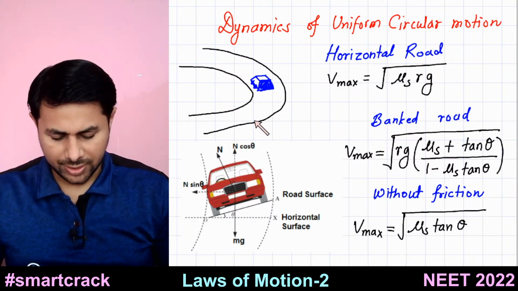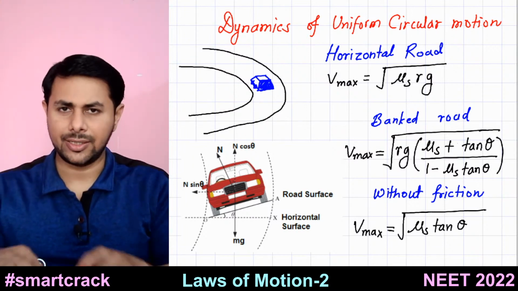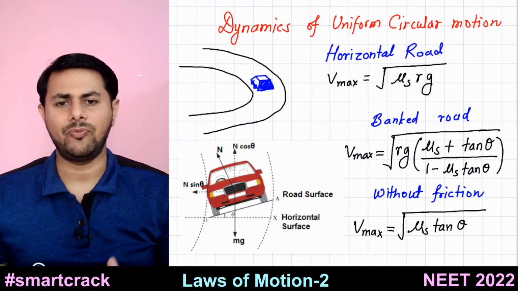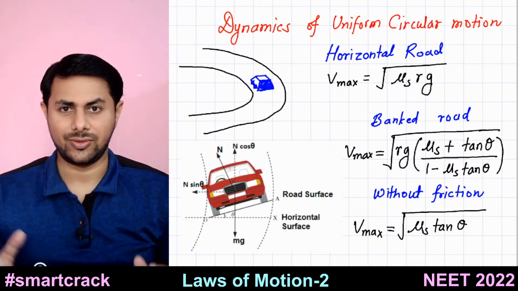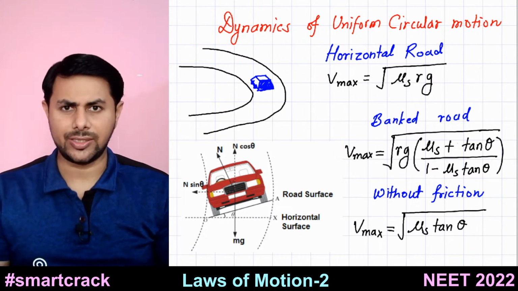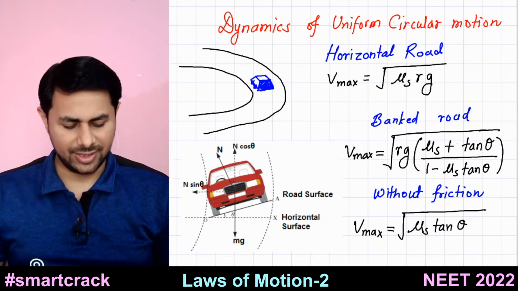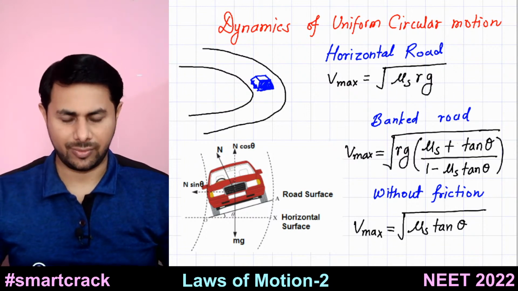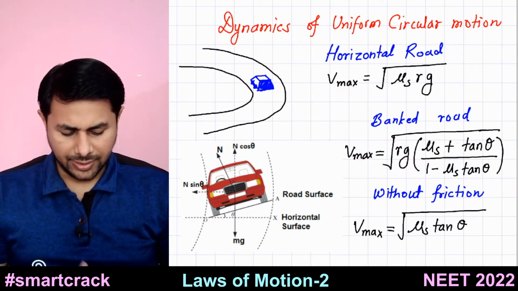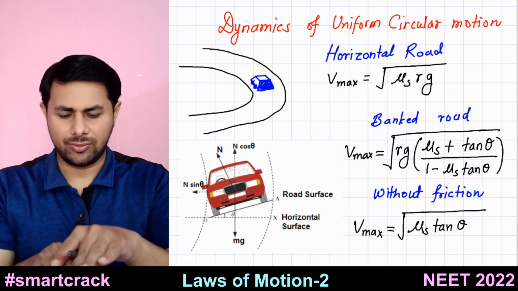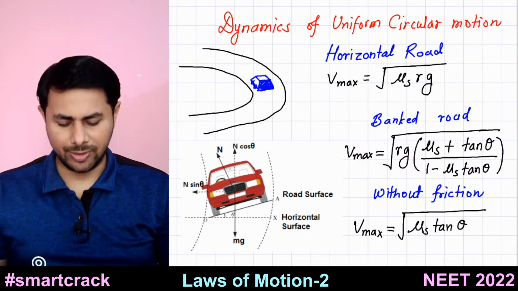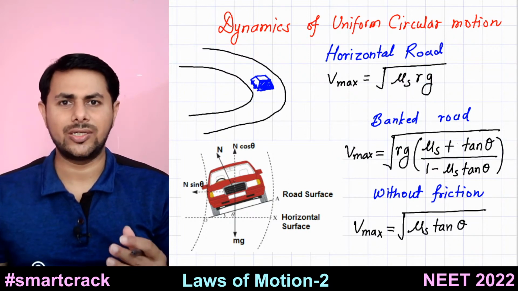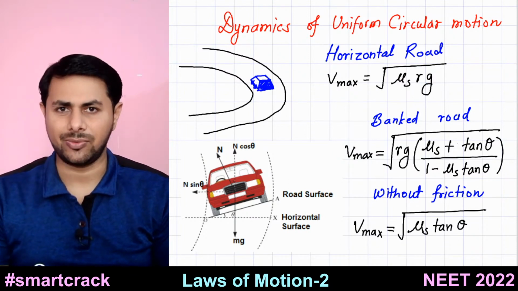It is moving along a curved road, and it is a horizontal curved road. So in this case, what is the maximum velocity of this car? The maximum possible velocity with which you can drive the car safely is given by this formula: square root of mu s into r into g. Okay. And if you bank that road, why do you need banking of the road? It's because you cannot rely on static friction to provide the necessary centripetal force.